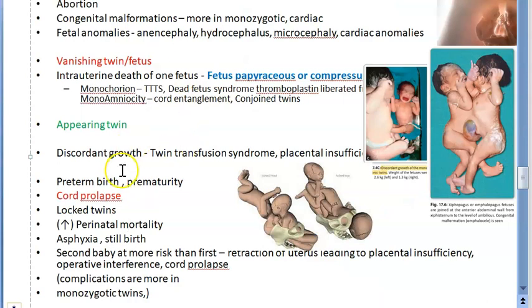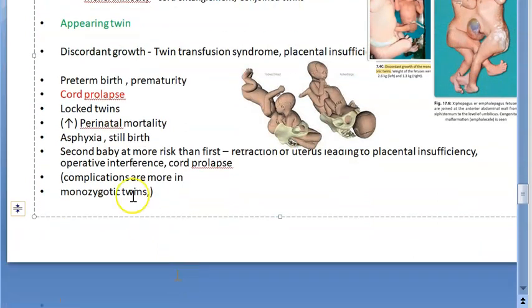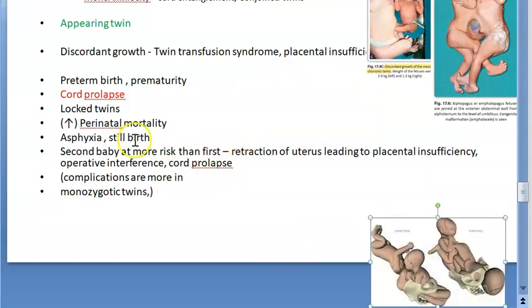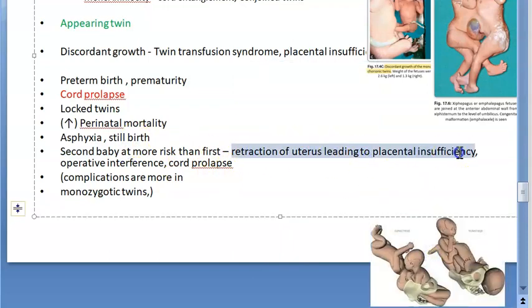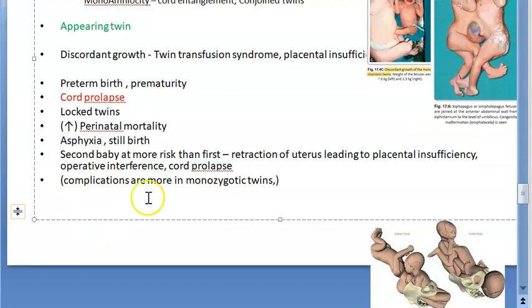So there can be stillbirth and asphyxia. But the thing you should understand here is that the risk is more for the second baby, not for the first baby. Why? Because once the first baby is delivered, there can be retraction of uterus, leading to placental insufficiency, and with the operative interference you did, there could be a cord prolapse, right? So, the cord of the second baby can come out and probably get constricted, leading to impaired blood flow for the second baby. Okay, so complications are more, risk is more for the second baby.